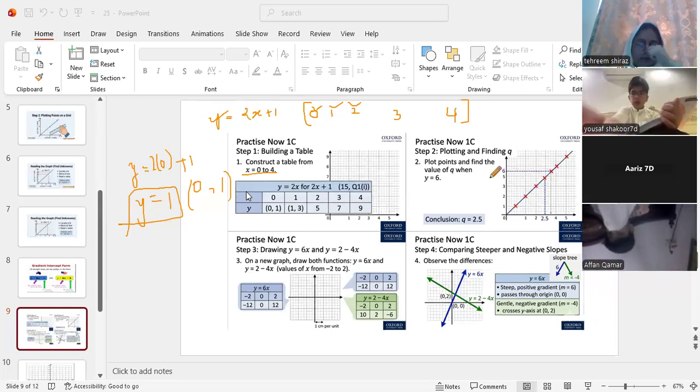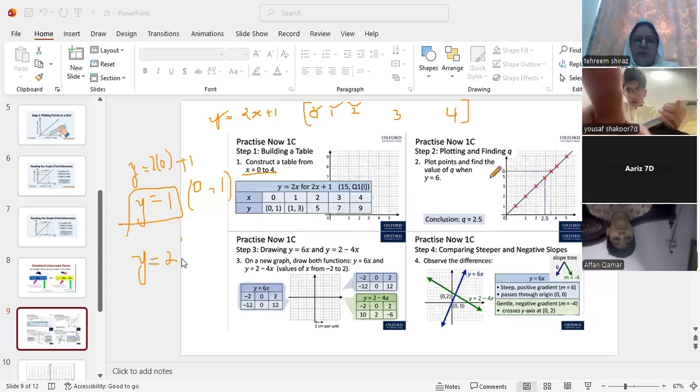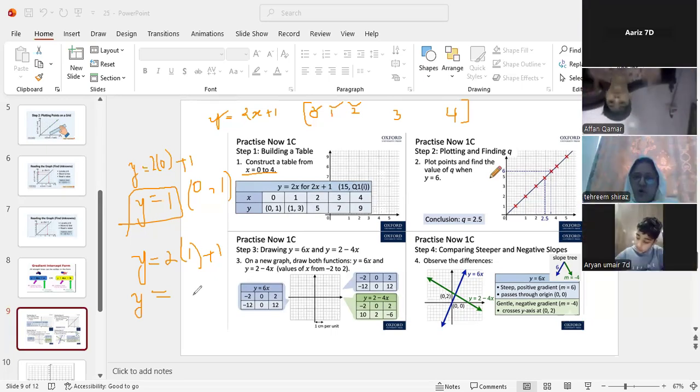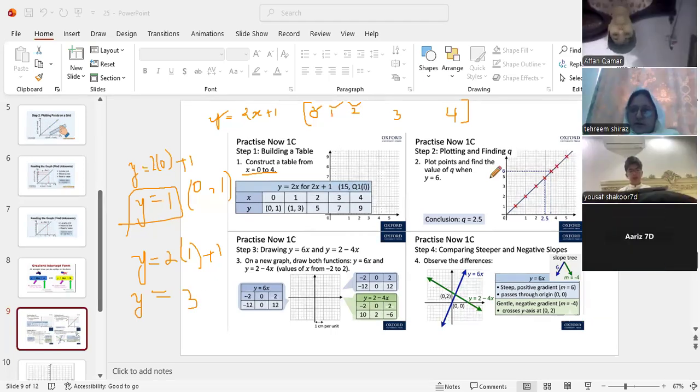Thank you, RS. Okay, now if the value of x is 1, anyone who can tell me what will be the answer if the value of x is 1 in the function? Anyone? Please raise your hands. Only RS. Yes, RS. Ma'am, the value of y will be 3. The value of y will be 3. Yes. Okay, Afan, can you tell me if I put the value of x as 2, what will be the value of y?